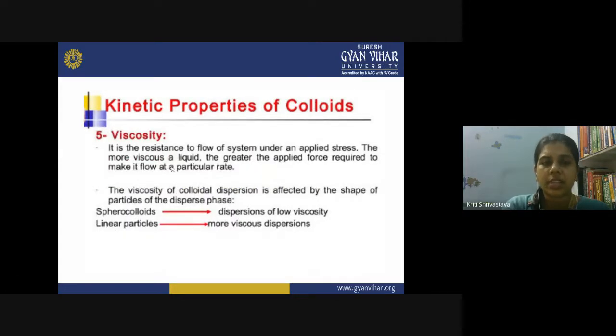The last one is viscosity, and again it is a very important property. Viscosity is the resistance to flow of a system under an applied stress. You can understand the term viscosity like this: water has lesser viscosity as compared to honey. Honey is more viscous. When you pour a little amount of water on your table, it flows down quickly. But when you pour a similar amount of honey on your table, it will take a very long time to reach the end of the table, right?